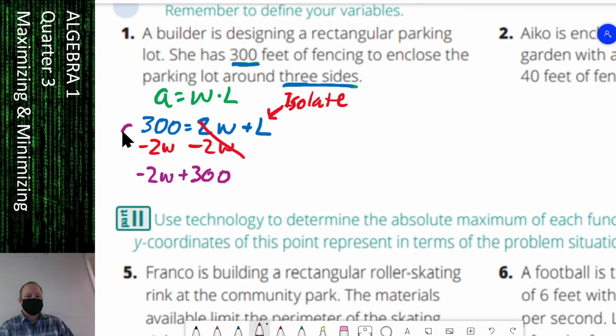So these 2 terms turn into that. And what are those 2 terms equal to? We got rid of the 2W, so all that's left on this side of the equal sign is the L. After we have isolated the L, we're going to substitute into the other equation.